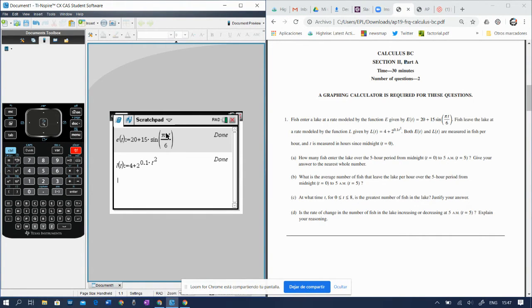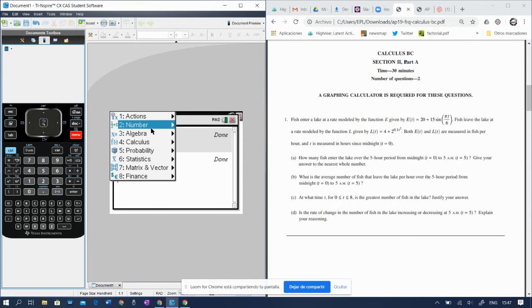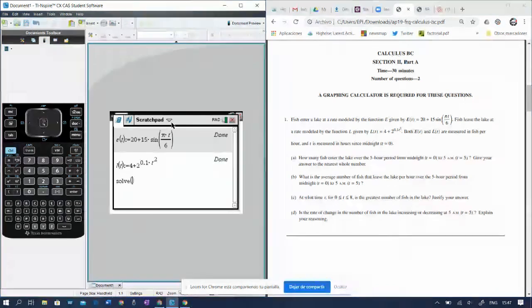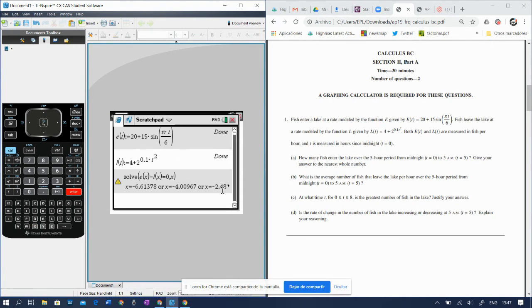Not factor, but solve. And we want to solve for E of X minus L of X equals 0. And we want to solve for X. And now it gives us a bunch of different values. All these are negative, but we want a value between 0 and 8. So the answer seems to be 6.2. And that would be the answer for the question C.